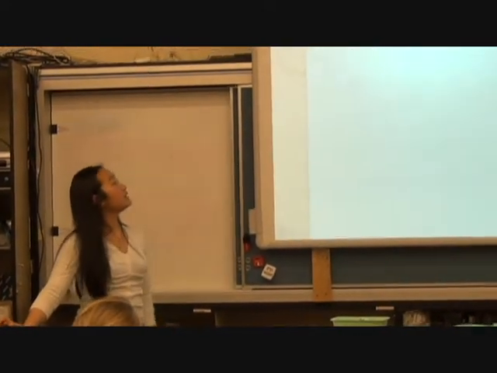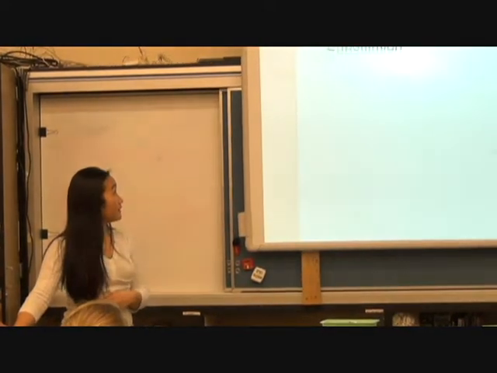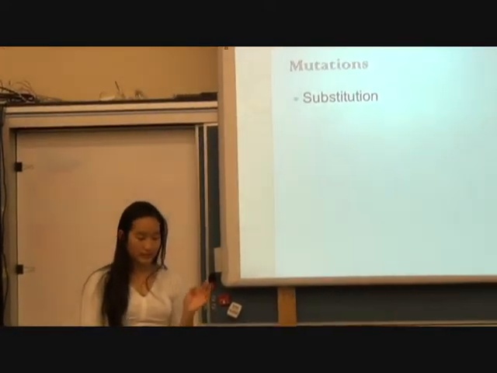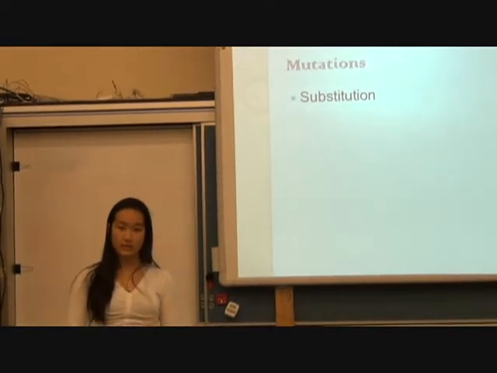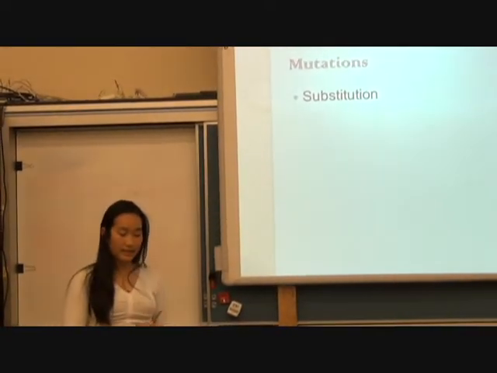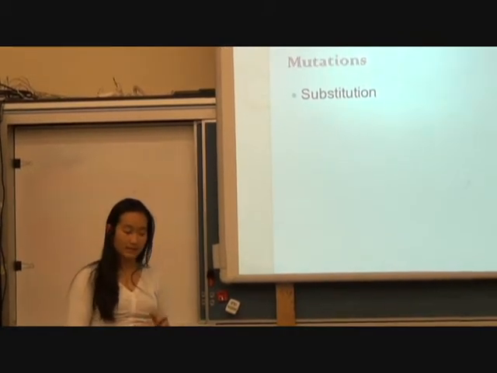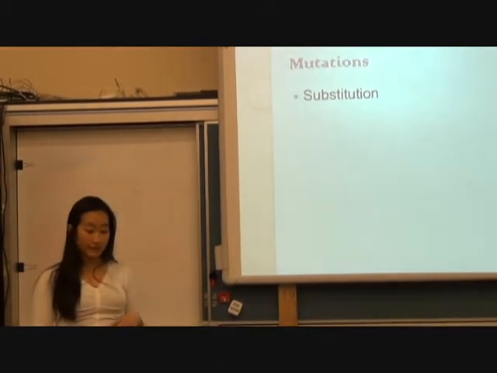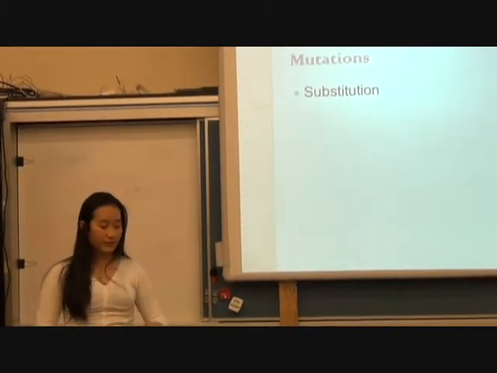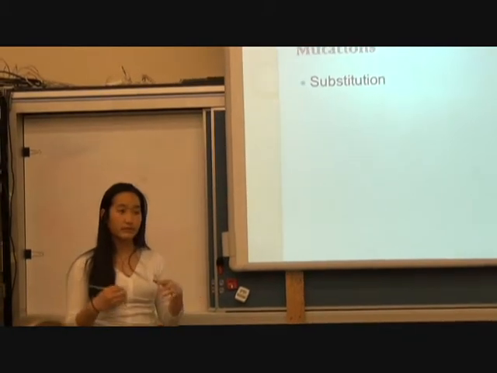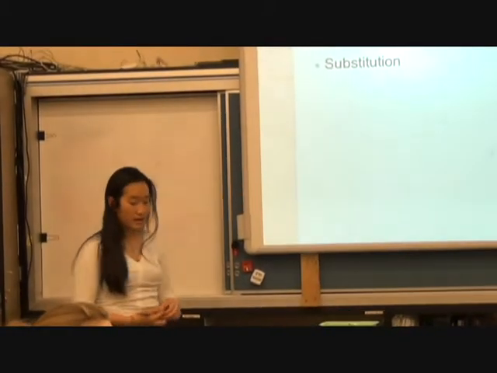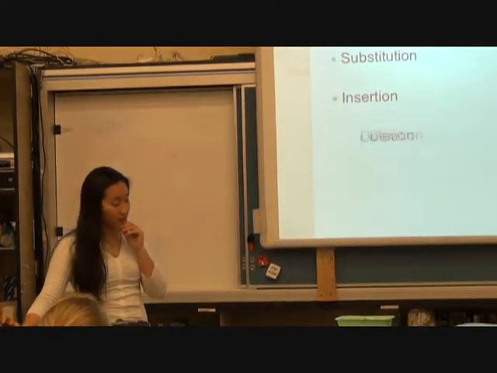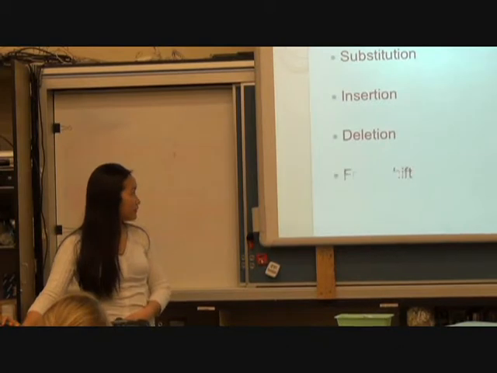So there are 4 different types of mutations. Wait, what is a mutation? A mutation is a change in the DNA, and because DNA affects how an organism looks, behaves, and its physiology, a change in the DNA can affect all parts of an organism's life. The different types of mutations are based on how the DNA is changed. These types are substitution, insertion, deletion, and frame shift.